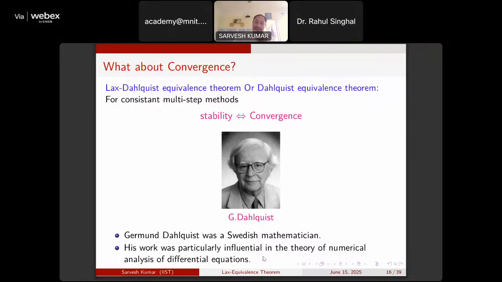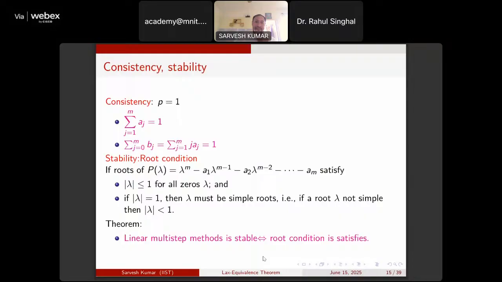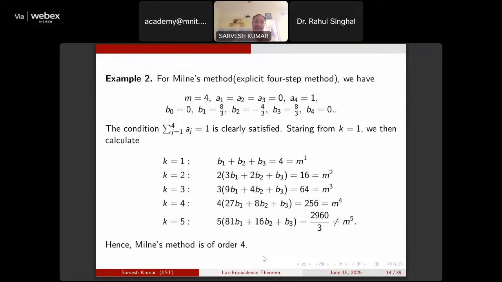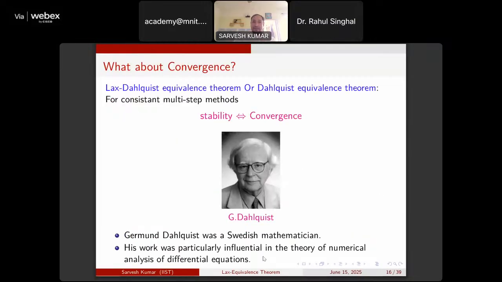Just one comment here. It doesn't matter, your f could be nonlinear here. That means this Lax-Dahlquist theorem is applicable for nonlinear ODEs also. So as I said, stability is equal to convergence. Suppose one is not there, either stability or convergence, what would happen?